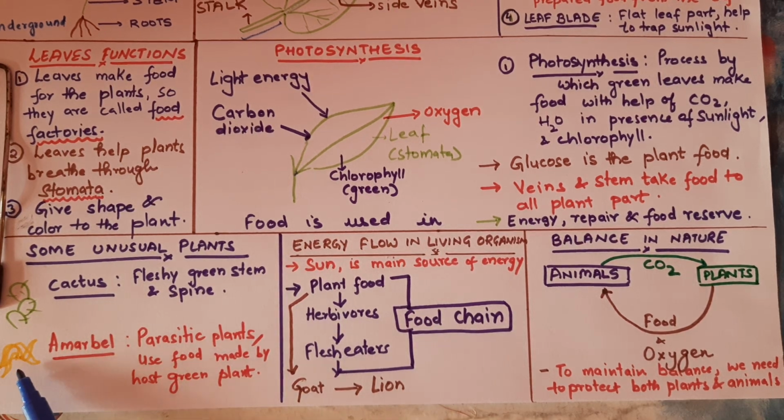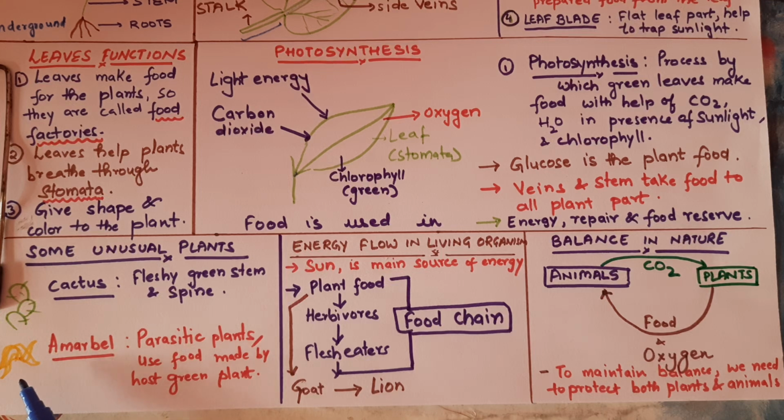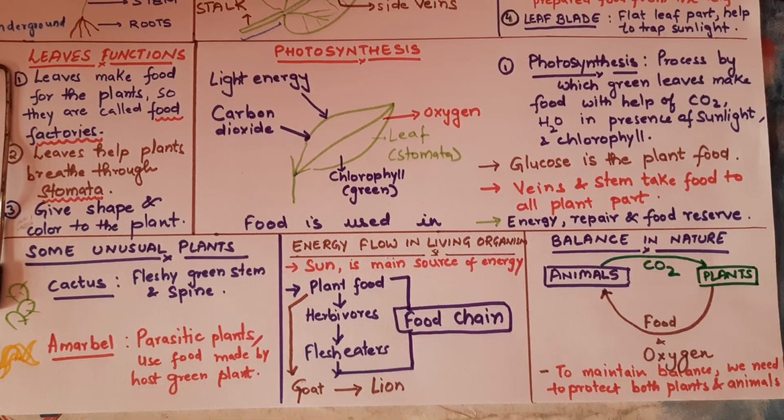Okay, then there is another plant that is known as amarbel. This is yellow colored. You must have seen this yellow colored, thread-like structure on many trees or some small plants. This is a parasitic plant. What it will do is use the food made by other green plants.